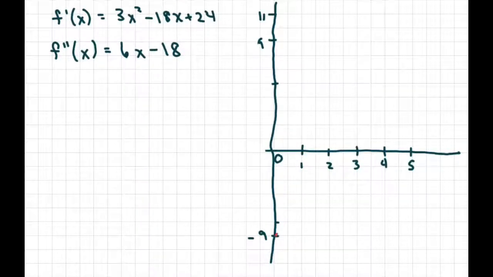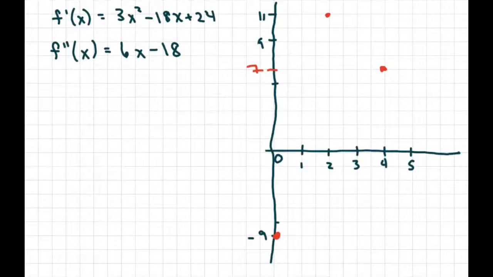Now, I'm going to go ahead and plot these points again. 2 went to 11, and 4 went to 7. So I'll put the 7 here. This is not drawn to scale. I couldn't get all the big numbers on here. So we already kind of have something like this.